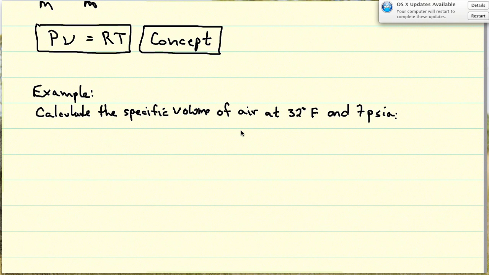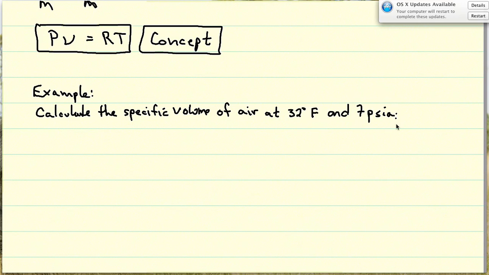Atmospheric pressure is roughly 14 psia. And I started this lecture off by asking the question if air can be assumed as an ideal gas, the air that we breathe. The answer is yes, right? The air that we breathe is a relatively low density gas, and so it absolutely can be modeled as an ideal gas. 32 degrees Fahrenheit, well, there are places in even this country that get that cold, right?